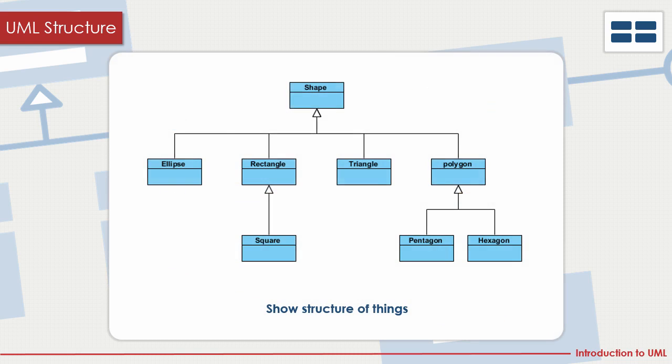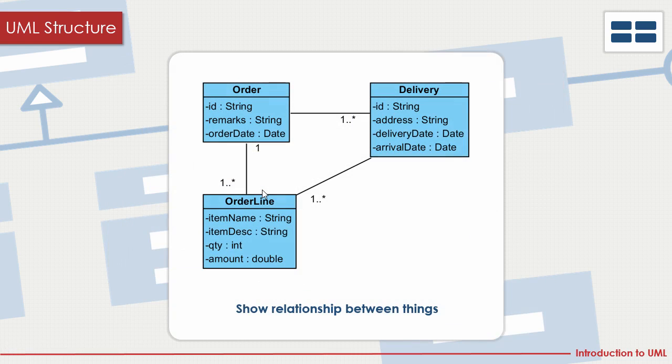Let's talk about the structure diagram. The structure diagram is used, of course, to show the structure of things. Just this simple example: you have a shape. Under the shape, you have a rectangle. A rectangle is a kind of shape, and a square is a kind of rectangle. So it's showing the structure, and also showing the relationships. Just like we have an order, and the order has multiple deliveries, and each order has multiple order lines. Of course, you may order multiple things in a single order. So this shows the relationships.